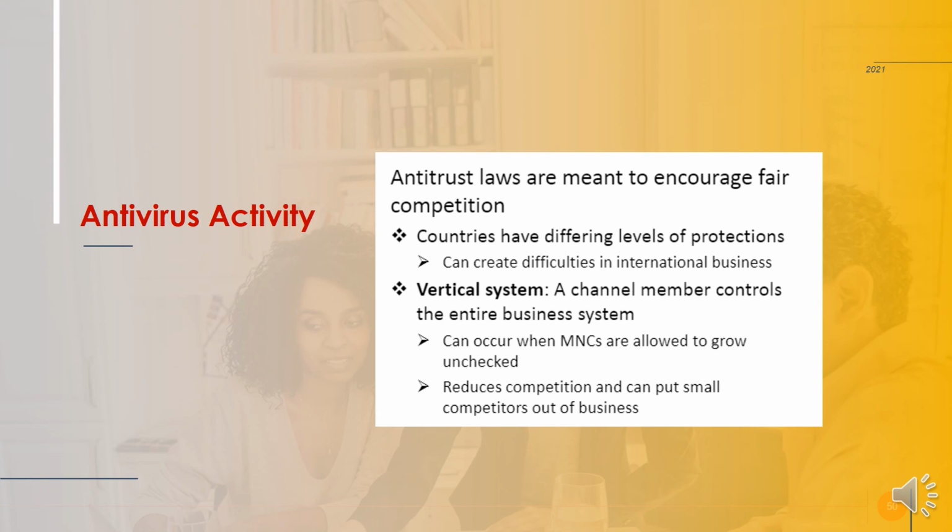Vertical system, where a channel member controls the entire business system. Antitrust activity can occur when multinational companies are allowed to grow unchecked, reduce competition, and also put small competitors out of business if we do not control antitrust activity at the international business level.